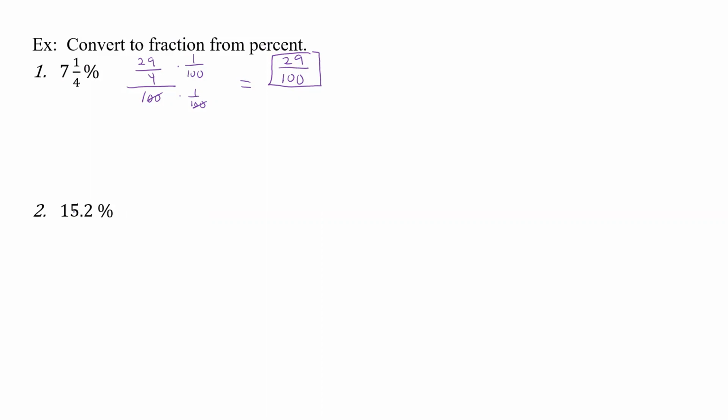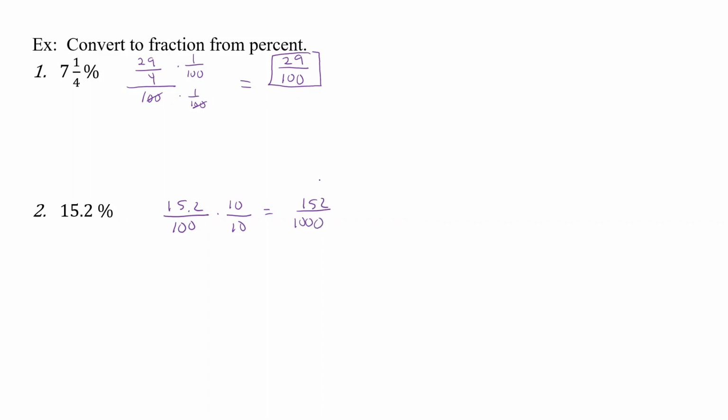Now the same thing is going to happen here. We're going to drop the percent sign. This time we don't have fractions, so we just drop our percent, so we get 15.2. We put that over 100, and then we reduce. Well, first problem is we have this decimal here. So we have to get rid of all decimals in our fraction. And so to do that, if we multiply the numerator by 10 and the denominator by 10, that'll move our decimal place 1 over. And so that's going to give us 152 over 1,000.